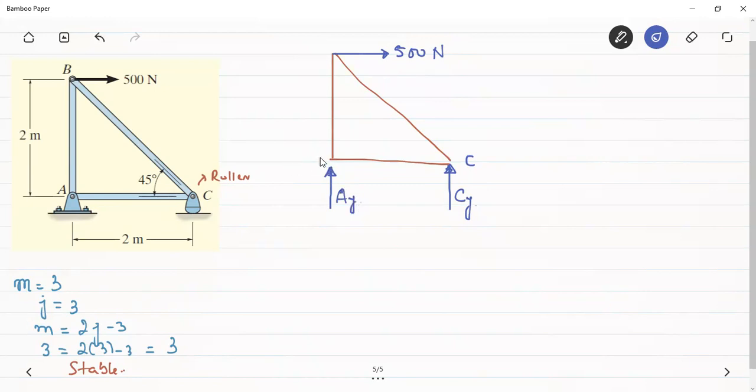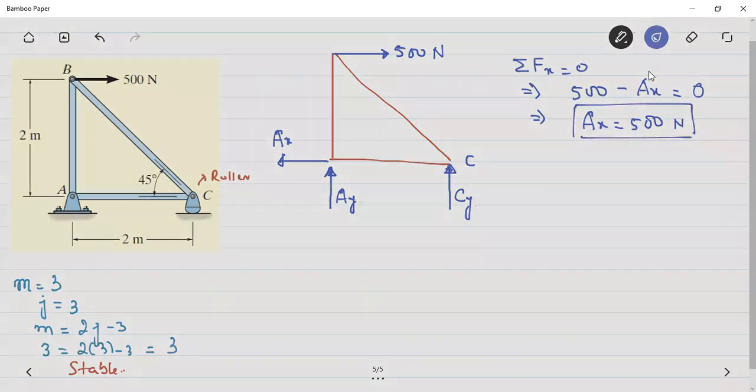Let me assume the direction of the Ax to be, okay, I can get sense that this 500 Newton is in the positive direction. Then I can directly show that Ax is in the negative direction. Okay. Now we can use the 3 equations, that is summation of the forces in the x direction to be 0. And this gives us 500 is in the positive x direction and Ax is in the negative x direction. This has to be 0, which means that Ax is equal to 500 Newton. So we have found out the first reaction.